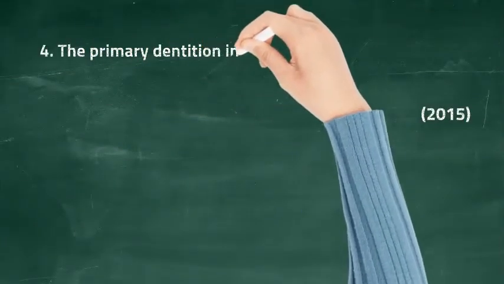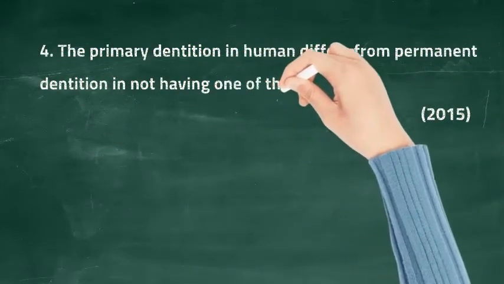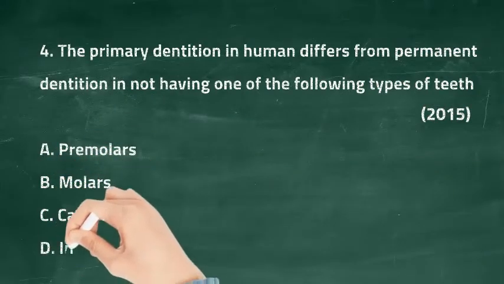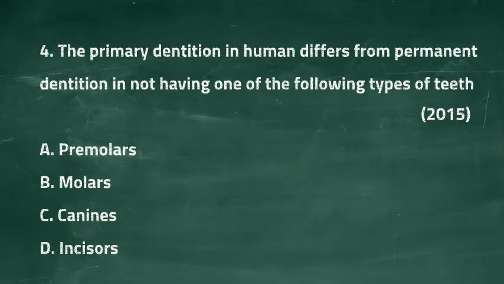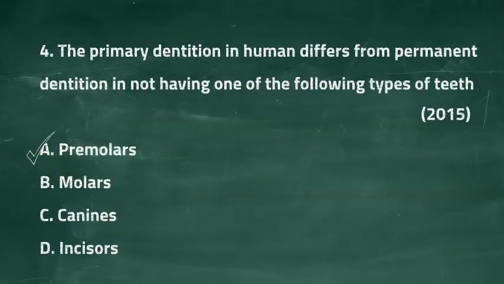Question 4. The primary dentition in human differs from permanent dentition in not having one of the following types of teeth. Option A is premolars, option B is molars, option C is canines, and option D is incisors. The right answer is option A, premolars.